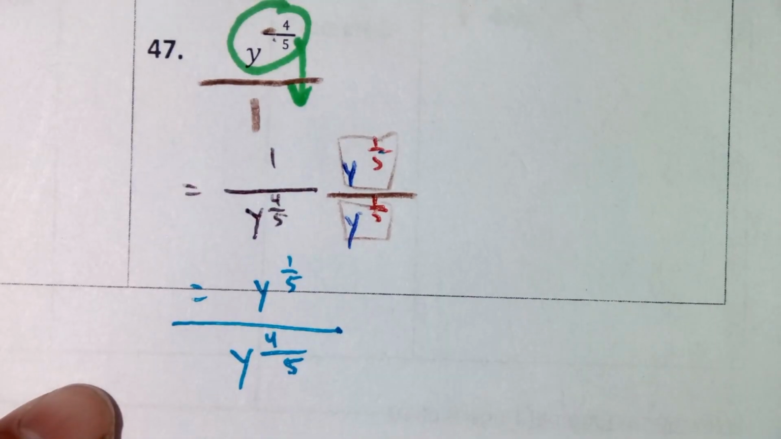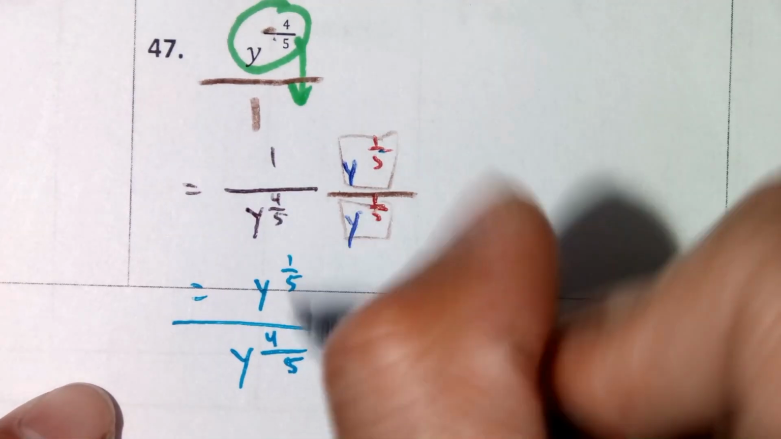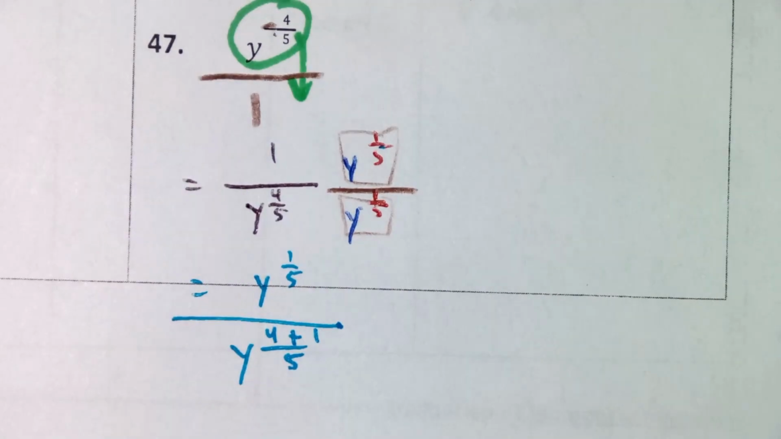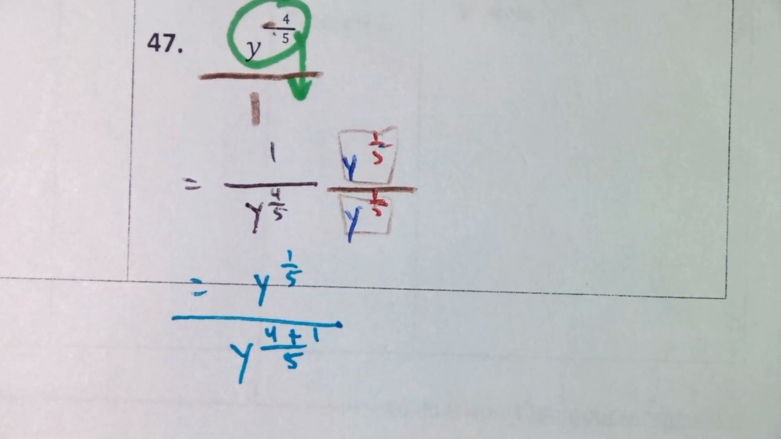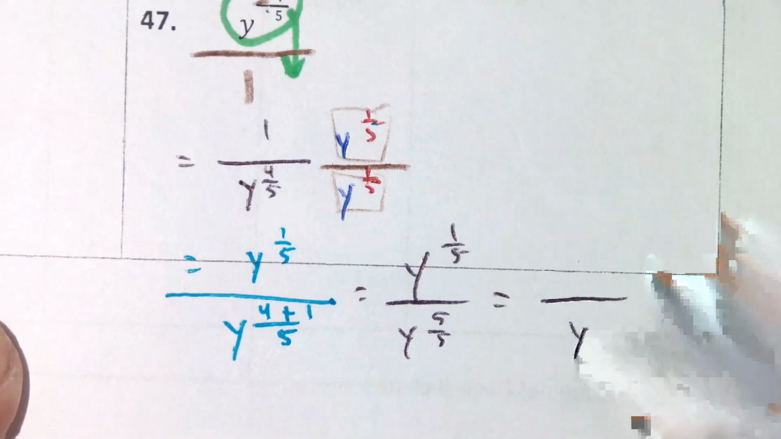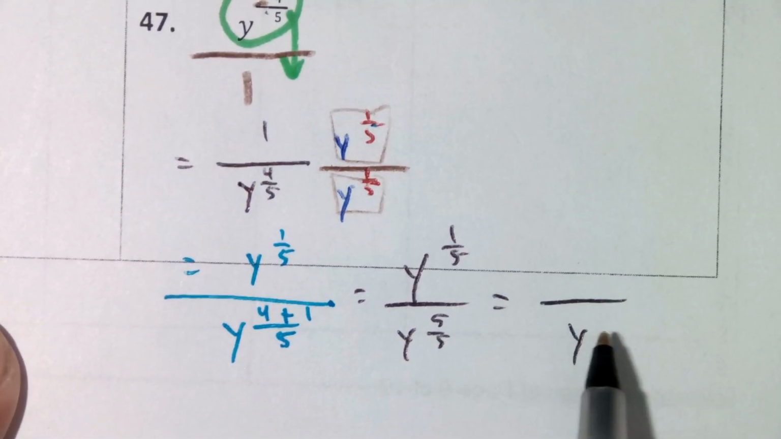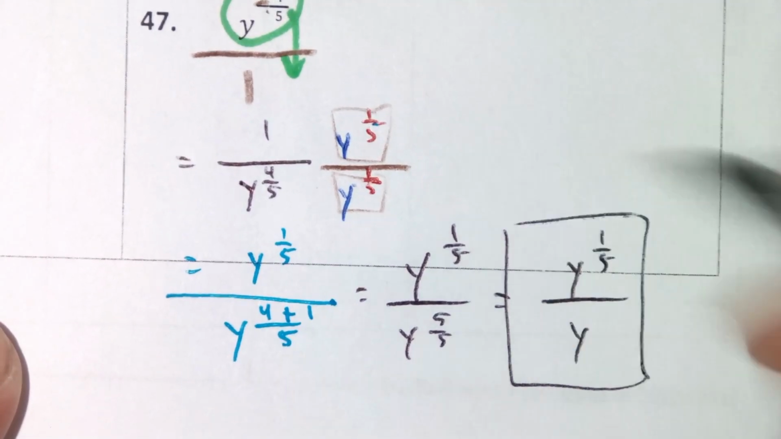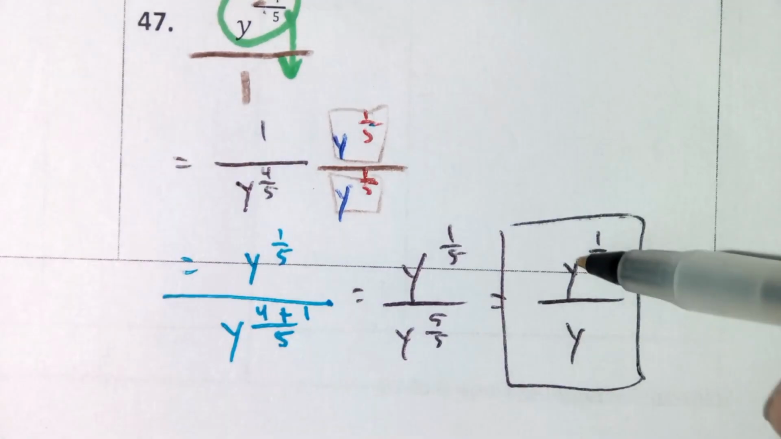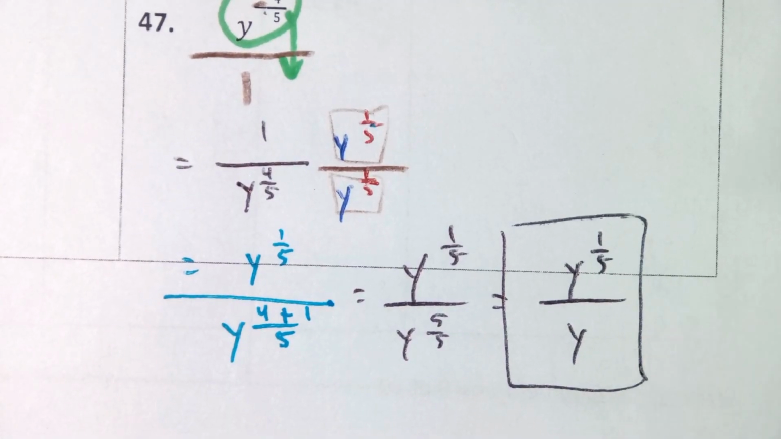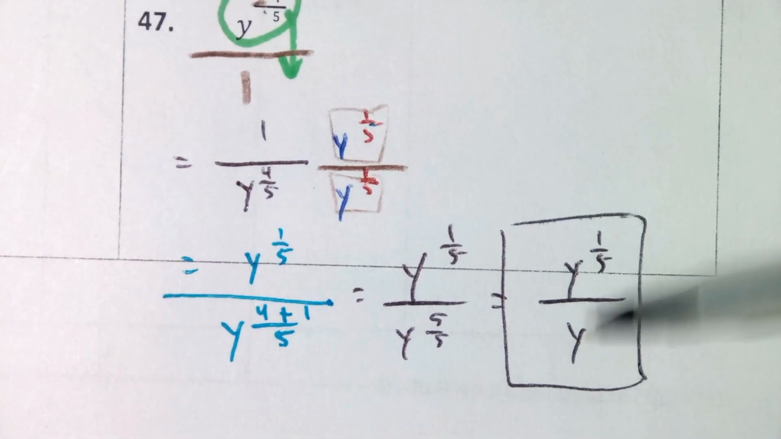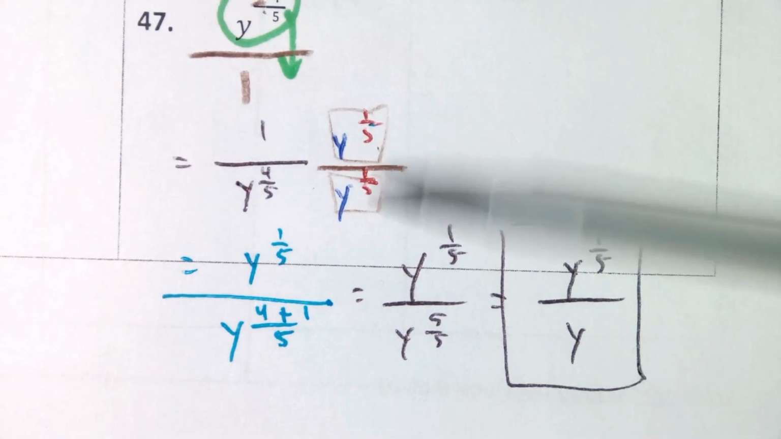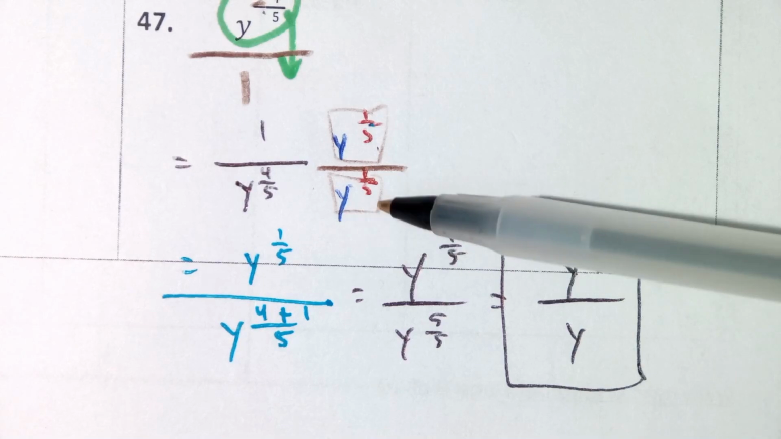And on the denominator there, 4/5 plus the 1/5. 4 plus 1 is 5, so I get 5 over 5 is just 1, and my answer is going to be y to the 1/5 over y there. Notice there's no fractional exponent in the denominator, and you wouldn't cancel these y's because they're not the same expression. Like up here, this is what we want.